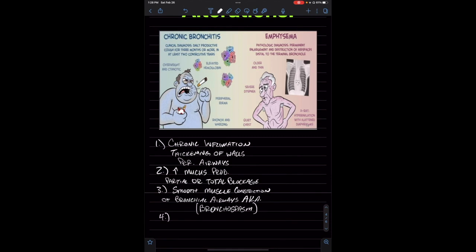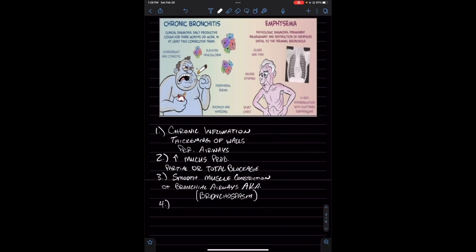Okay, and then 4. This isn't always, this is kind of a variable finding, what they call a variable finding. It's not in every chronic bronchitis patient, but it's usually in the end stage. So in the end stage or the latter stages of chronic bronchitis, you have air trapping. Another name for that is alveolar hyperinflation.